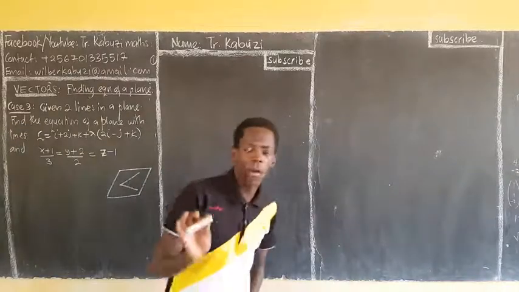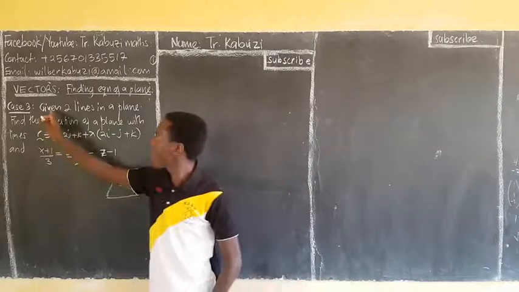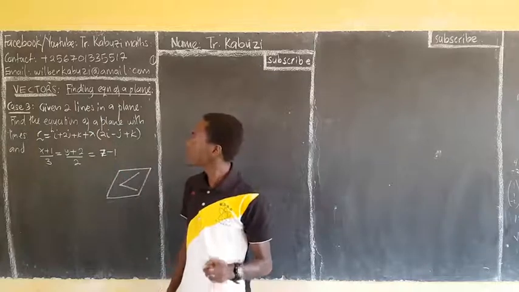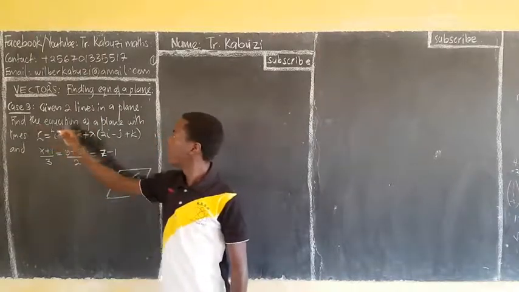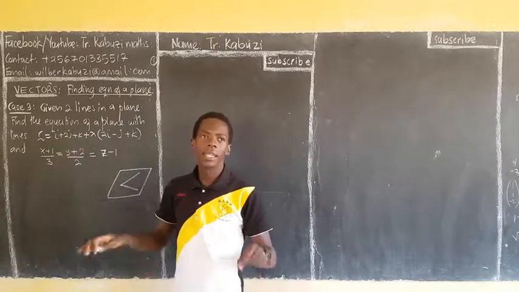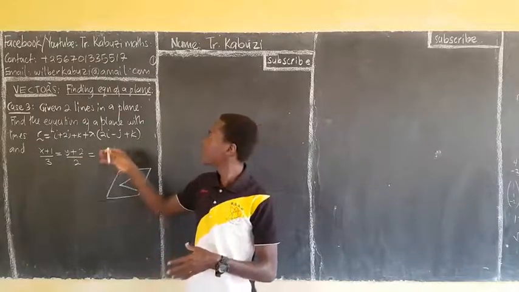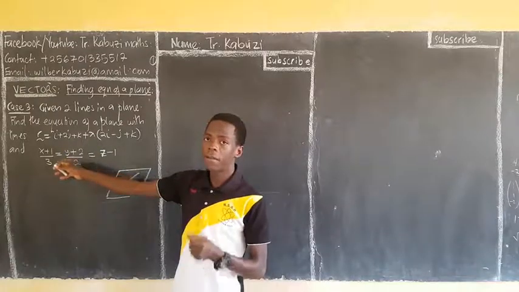Okay, so members, we are going to see a different question about vectors. Now, the case here, we are going to be given two lines in a plane. If you are given two lines, for example, find the equation of the plane with the lines, this and this. Now, these lines are in the plane, even if they say with the two lines, this and this. Now, this is the vector form and this is the Cartesian form of the line.